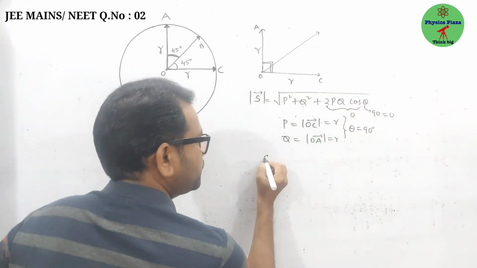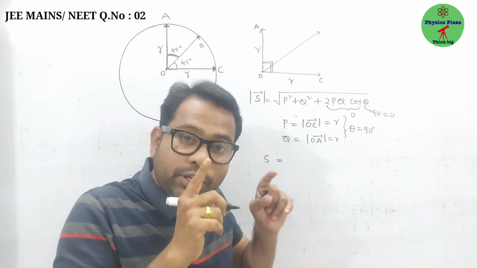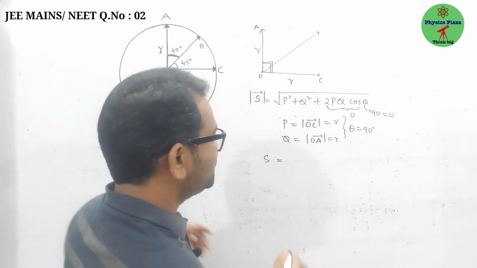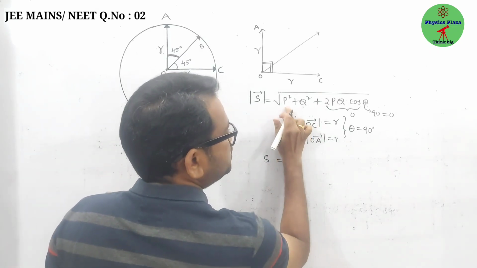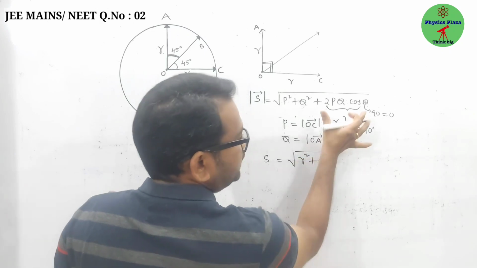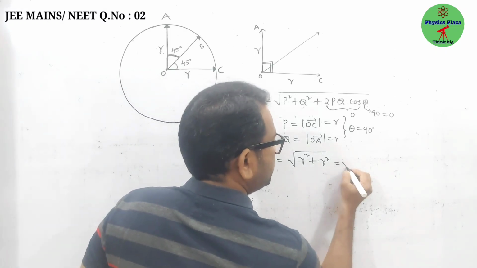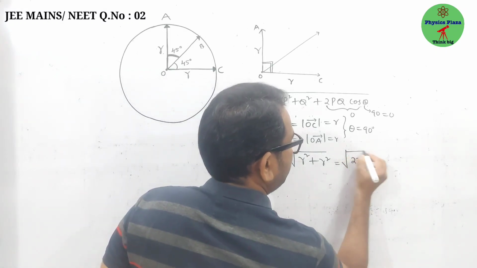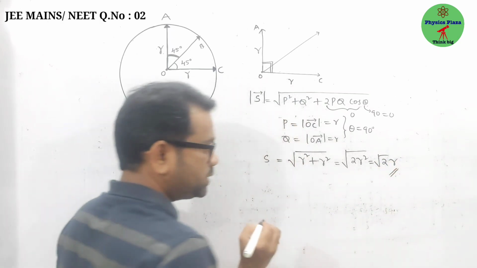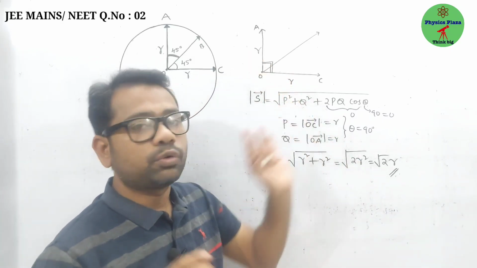So S is the magnitude of the resultant of the vectors OA and OC, that you should keep in mind. So in the place of p and q, it is R square plus R square. This entire term will be 0 because theta is 90 degrees and cos 90 is 0. So this will be square root of 2R square, which is root 2 R. So children, this is the magnitude of the resultant vector of OA and OC.